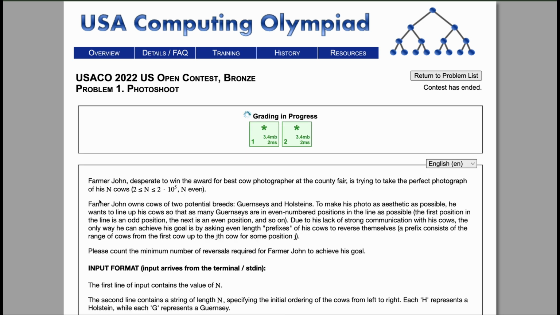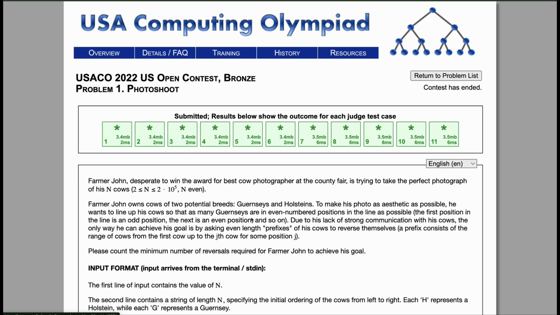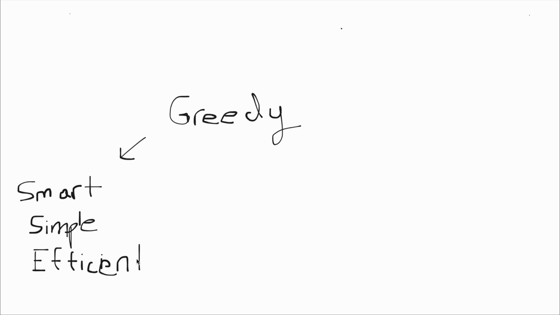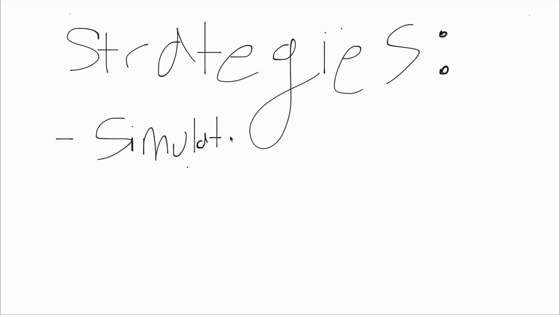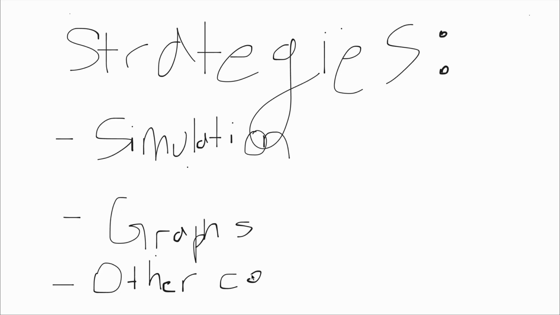I have no idea why it's called Smelly Butter, but it passes all of them, so that's amazing. Alright, so that's greedy. It looks smart, it feels efficient, but it only works when the problem is built for it. If you understand how greedy works and when it traps you, you're already ahead of most beginners. I'll be breaking down other strategies next, like simulation and graphs, other important strategies for USACO Bronze.